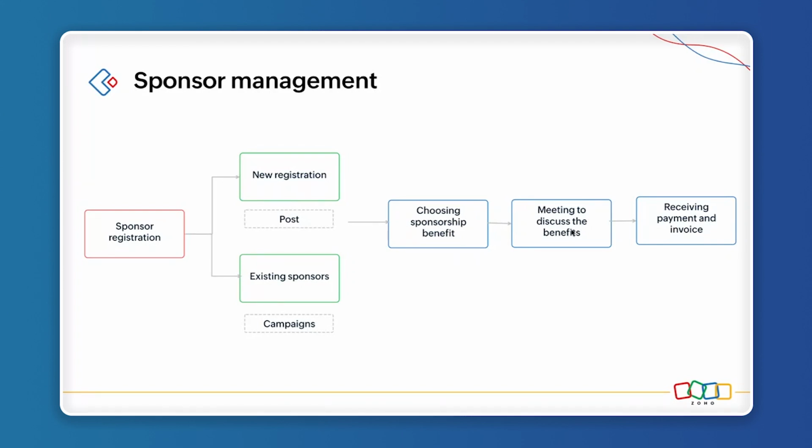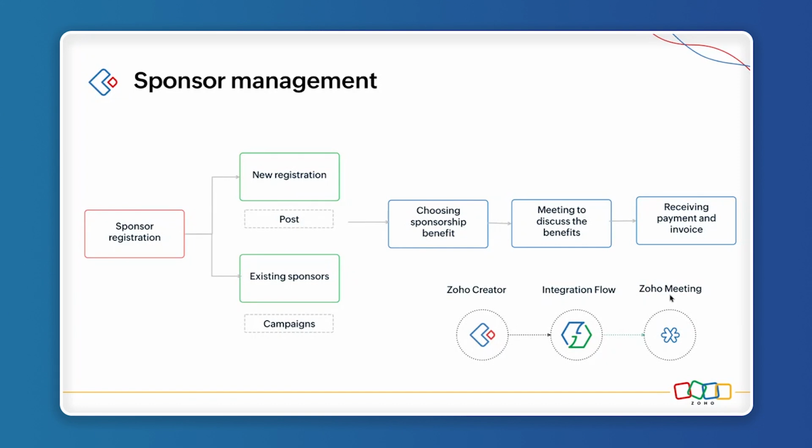So once the meeting is done and everything is concluded about the sponsorship, upon receiving the payment, we can share the invoice for the payment. So this is how we are managing the sponsors, and we are conducting an online meeting, right? For which we are using a product called Zoho Meeting.